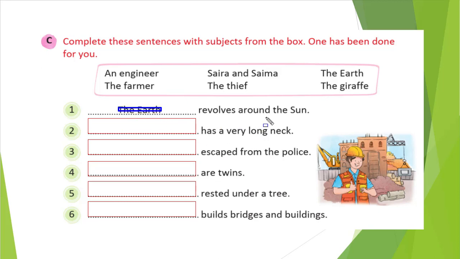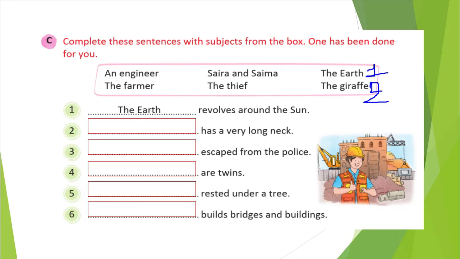"Blank revolves around the sun." What revolves around the sun? You see this box: an engineer, obviously the engineer cannot revolve around the sun; Saira and Saima, the thief, the earth, or giraffe. So the correct answer can be the earth. So this is our first answer, right? Similarly, you see the second one: "Blank has a very long neck." Who has a very long neck? That is a giraffe, right? So the giraffe has the long neck. So this is our second answer.